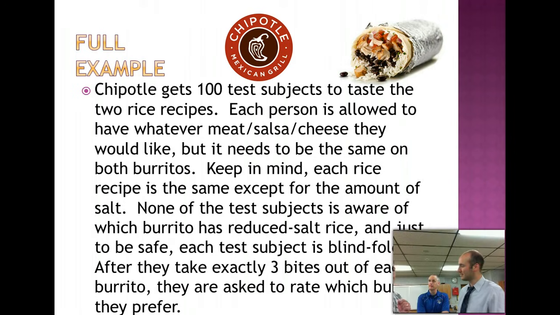So the key thing when you're making controlled experiments, you want to have only one variable changed. You need something to compare it to. You want to eliminate bias as much as possible, and you want to have a large subject group so you can get good, viable, relatable results.